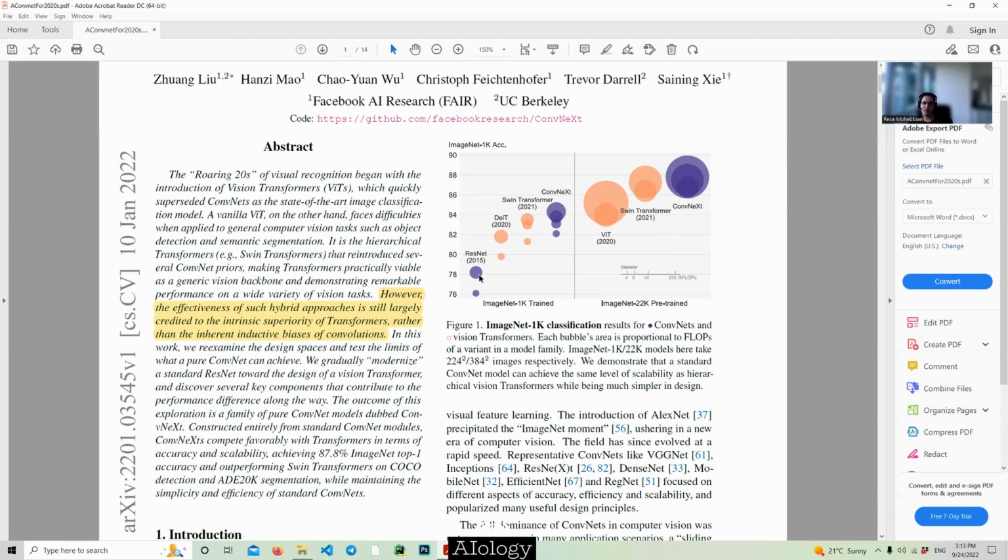But what happened to that branch of deep learning that we were following about convolution? Are they useless, or can we improve them somehow? Can we change the architecture somehow to gain again the state-of-the-art performance? So they mentioned here in this paper, we re-examine the design space and test the limits of what a pure ConvNet can achieve, and gradually modernize the standard ResNet toward the design of a vision transformer.